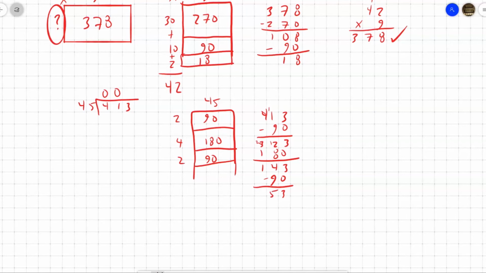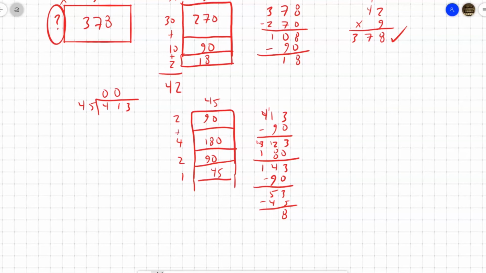And I can fit one 45 into 53. It's not going to be all of it, but it's going to be part of it. Alright, 45 subtracts. So 53 minus 45 is going to be 8. And I can't fit any more in there, right? So the 8 is going to be my remainder.